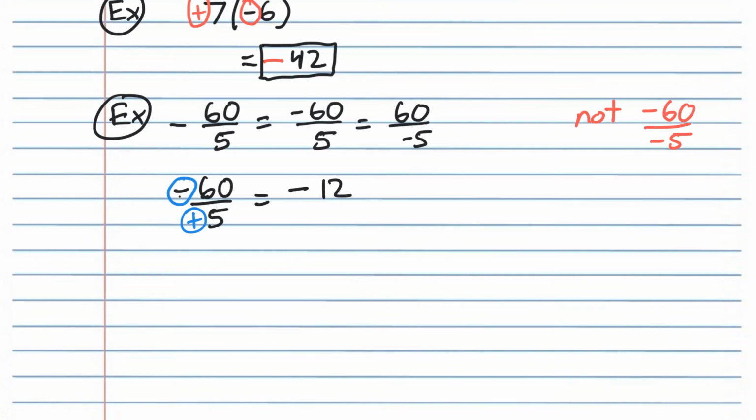In this class, you are allowed to use calculators, so it's important that if you're using a calculator, make sure you enter it in correctly. You would enter it in as negative 60, and then the division button, and then 5, and you'll get negative 12. So again, multiplying and dividing is probably easier than adding and subtracting as far as negatives go.